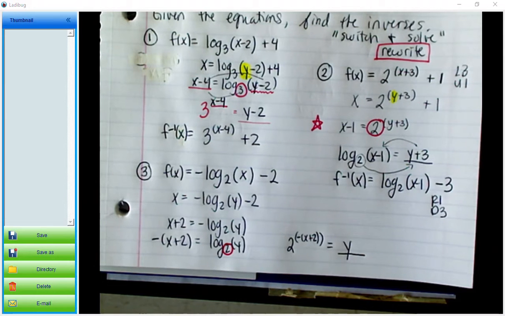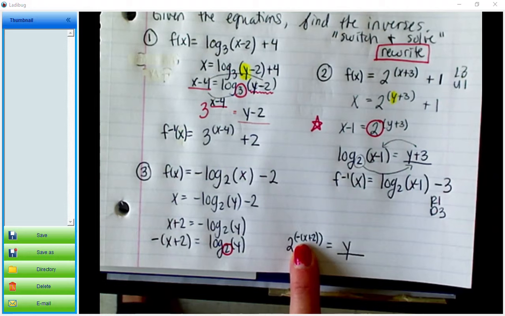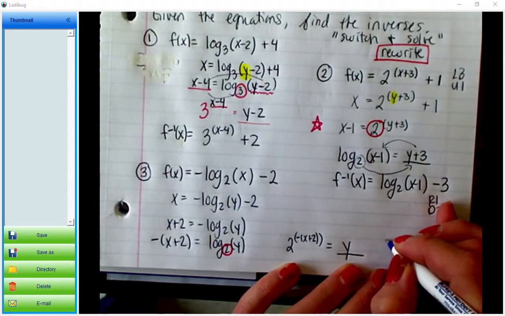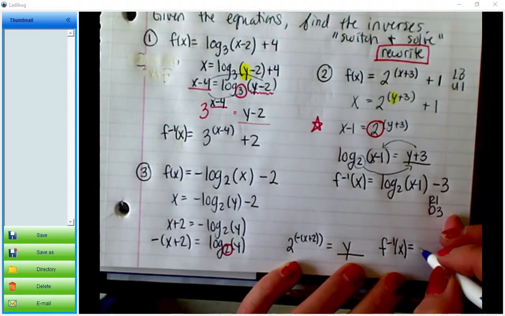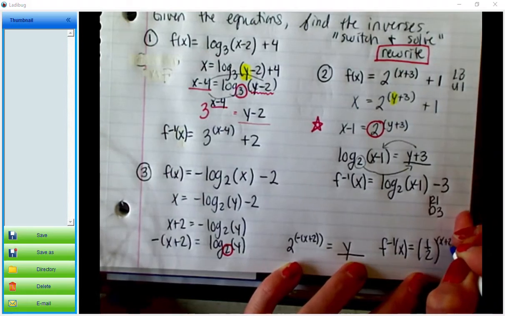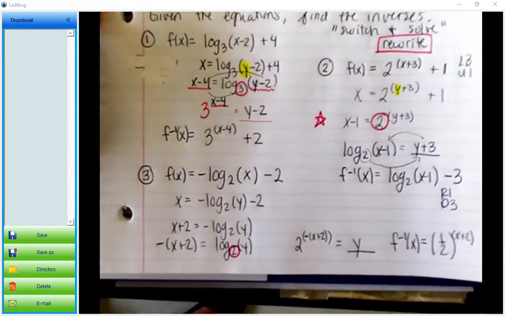But I'm going to do one fancy property. I don't really like that negative in the exponent. Notice how it's multiplied. So I'm going to use my exponent property that lets me do 2 to the negative power. I'm going to leave the x plus 2 there. F inverse of x equals 1/2 to the x plus 2. Right? I was going to be fancy.